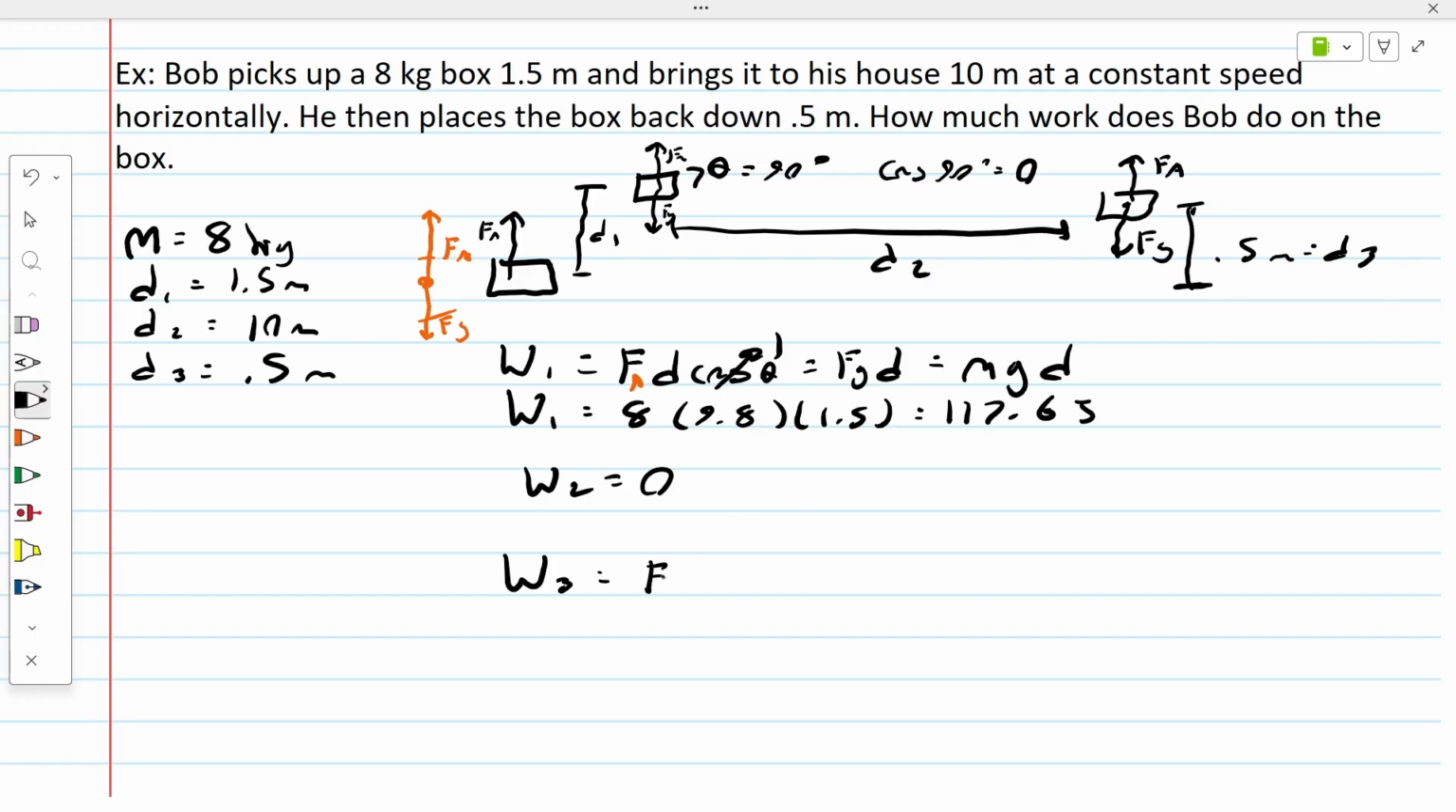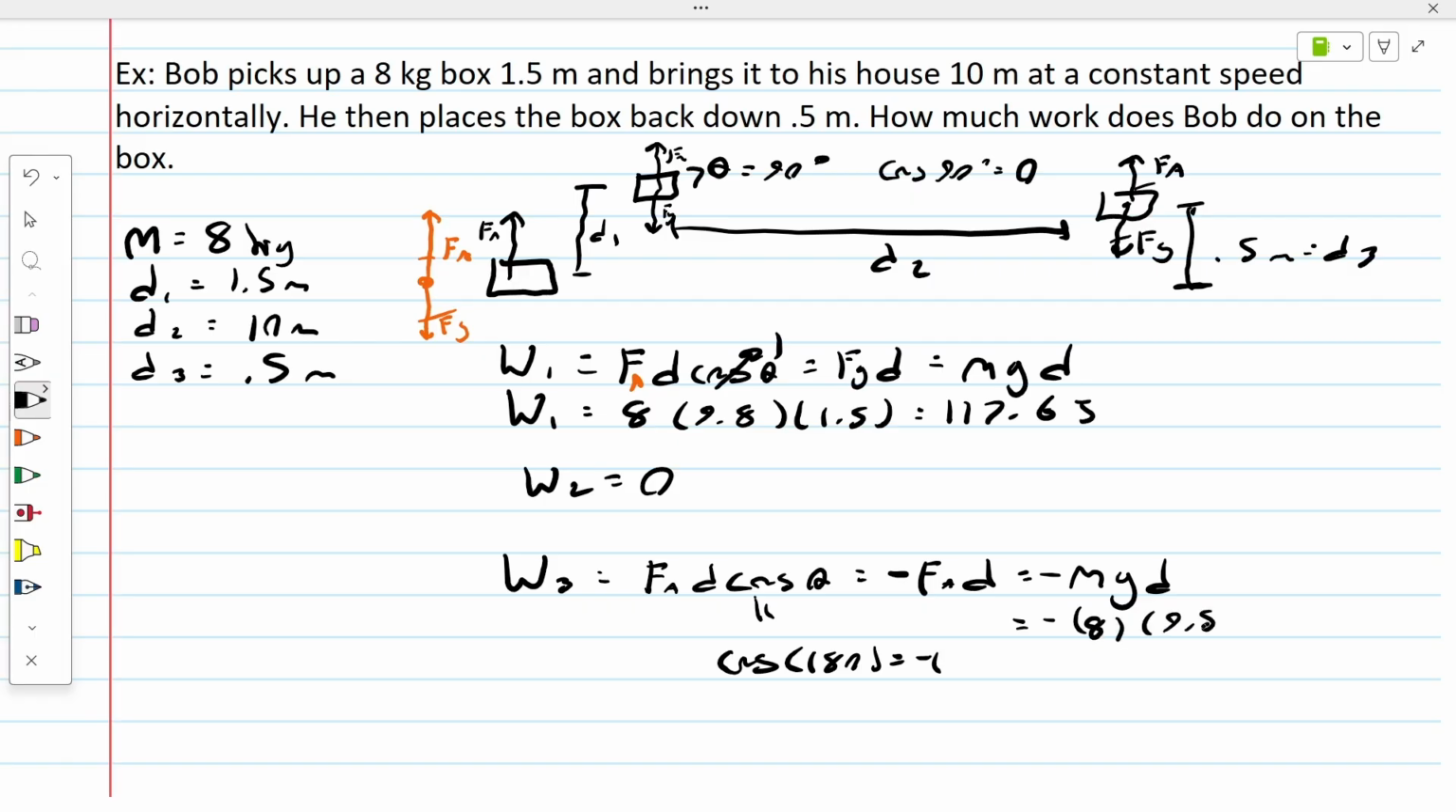So if we have this force applied times distance times cosine of theta, this cosine of theta is going to equal cosine of 180 degrees, which equals -1. So this will equal a negative force applied times distance. In this case, the force applied will equal the force due to gravity, so we'll have a negative mg for this situation as well. We can plug in the values: the mass is 8, then 9.8, and then a distance of 0.5. If we plug that into a calculator, we get negative 39.2.